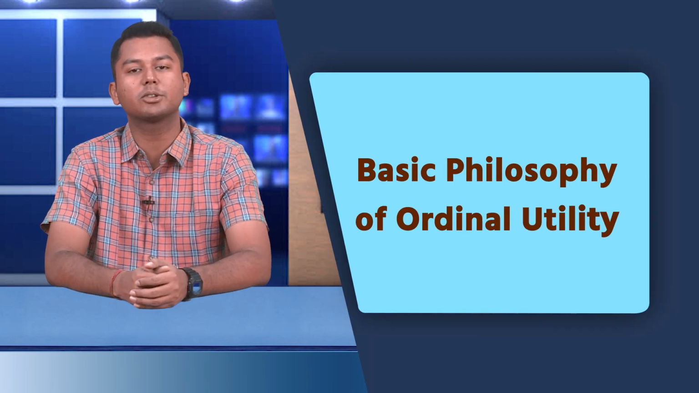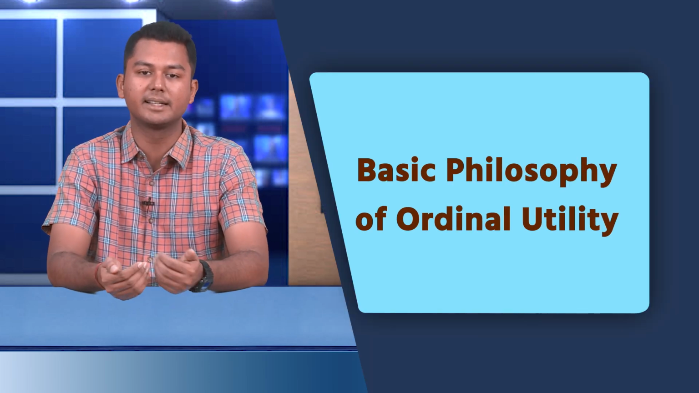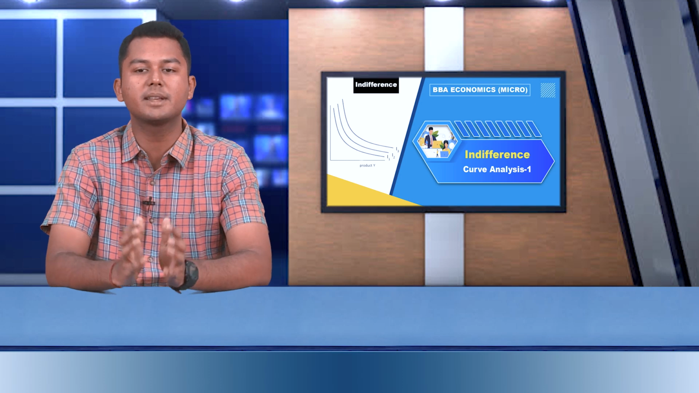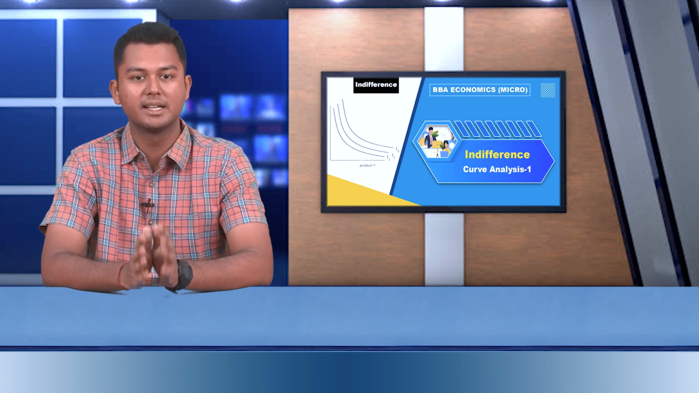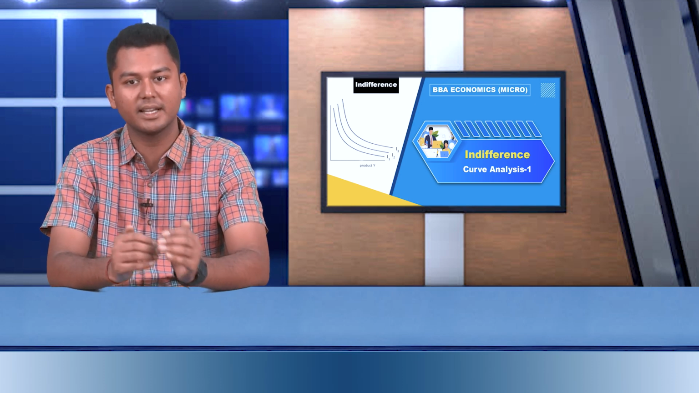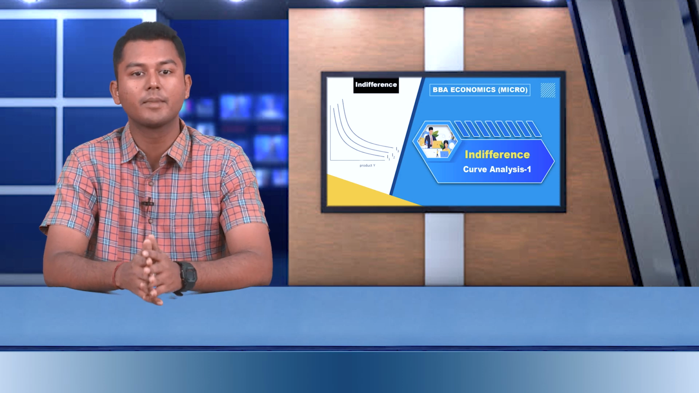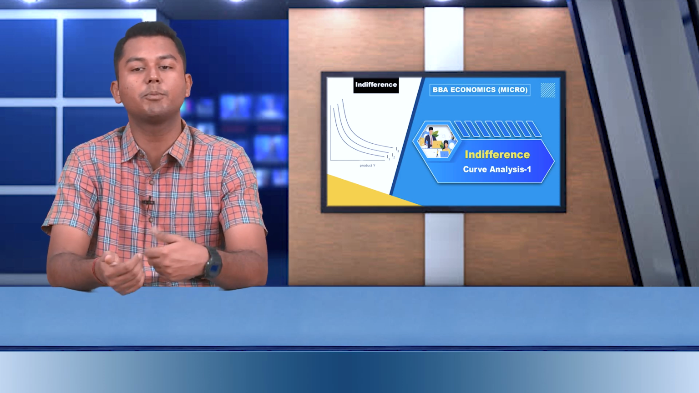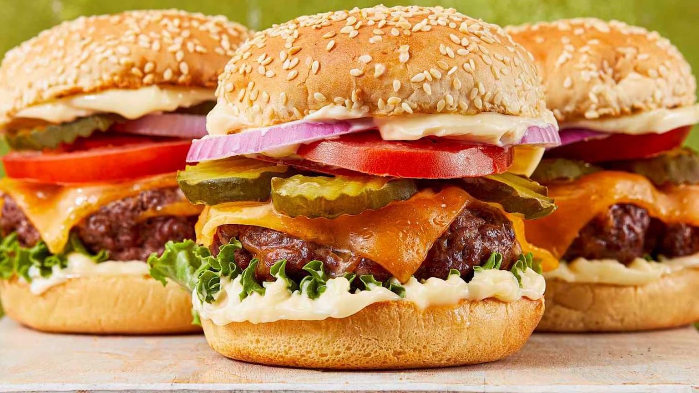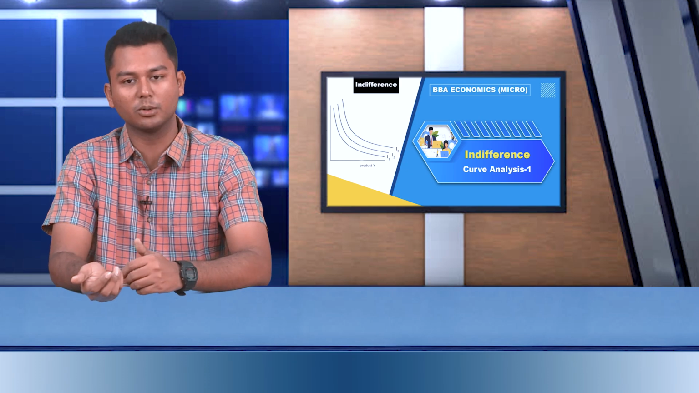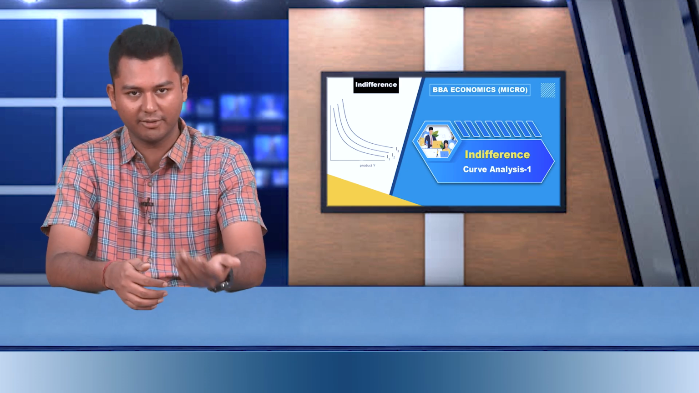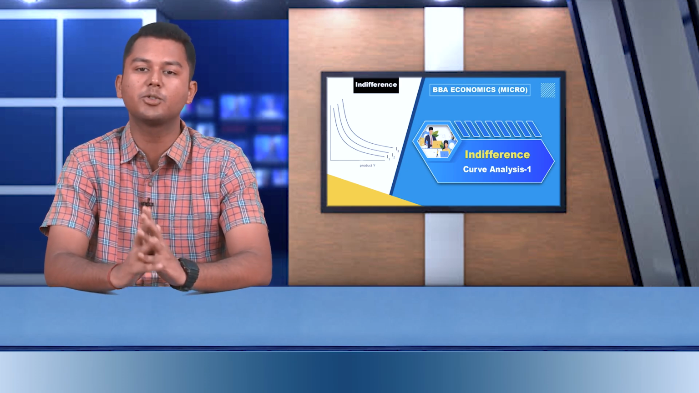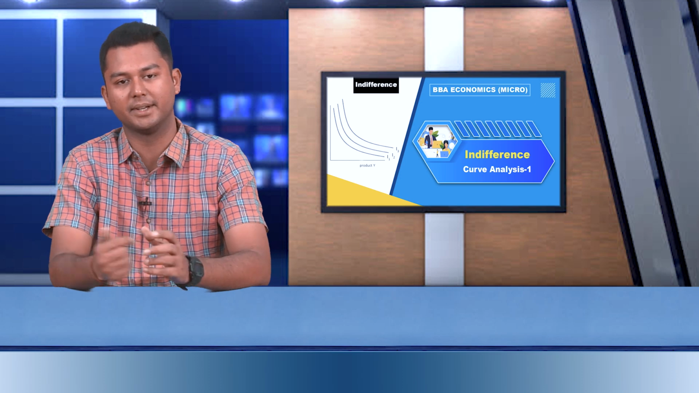So the basic philosophy of ordinal utility is that it is based on the simple idea that consumers can arrange their choices in order of preferences. You can easily say whether you prefer pizza or burgers, or a vacation to new clothes, without needing to quantify exactly how much you prefer one over the other.